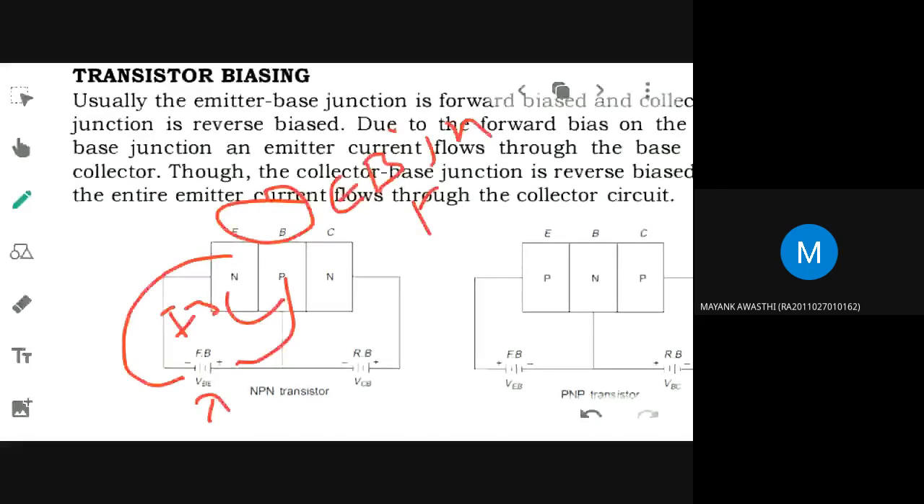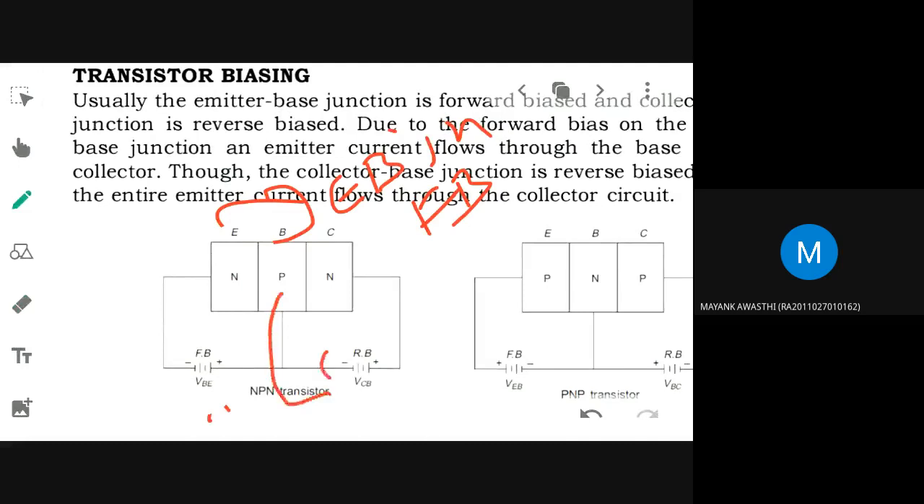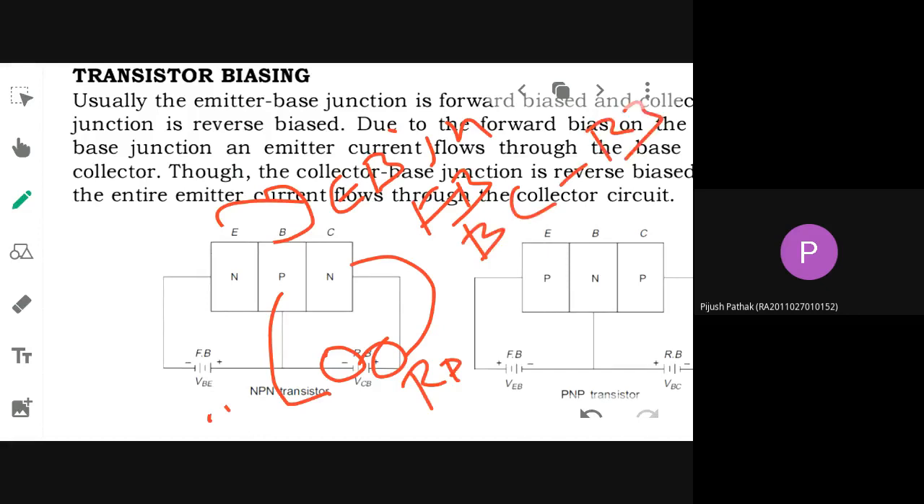Okay, now move to the other side. Here you are having P which is connected to negative and N is connected to positive. So what type of biasing is this? Reverse bias. So the base collector junction, the collector base junction is reverse biased. Okay, this is for an NPN transistor.